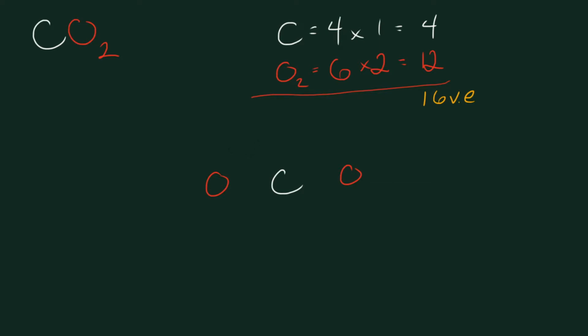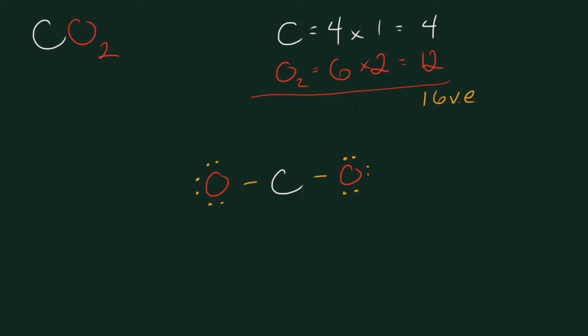Now let's draw our bonds. We'll start off with a single bond connecting the carbon and the oxygens. Now that we used 4 electrons, remember each one of these lines means 2, so that's 2, that's 4. So 16 minus 4 is going to be 12, so we have 12 left. So we have 1, 2, 3, 4, 5, 6, 7, 8, 9, 10, 11, 12.